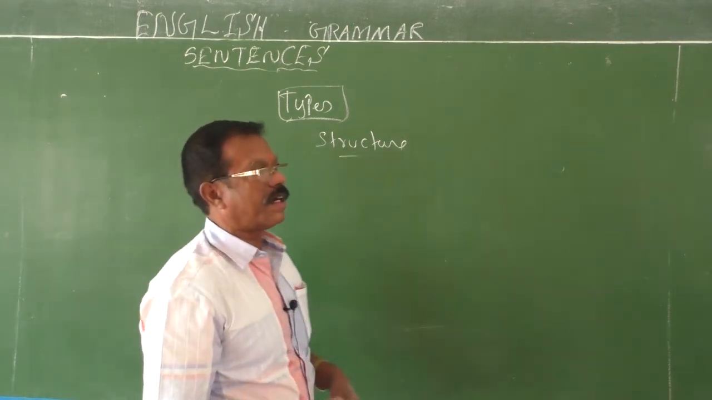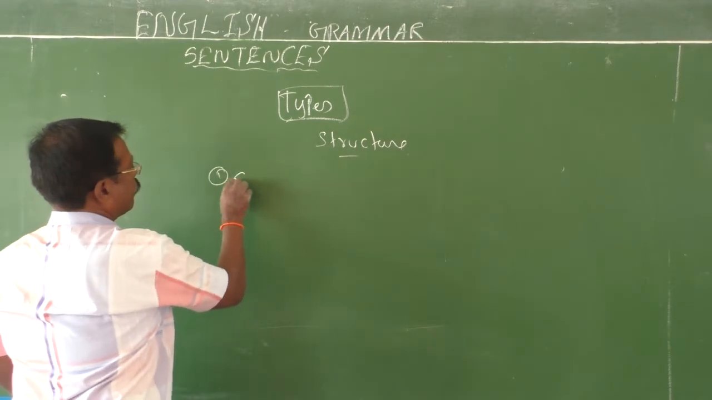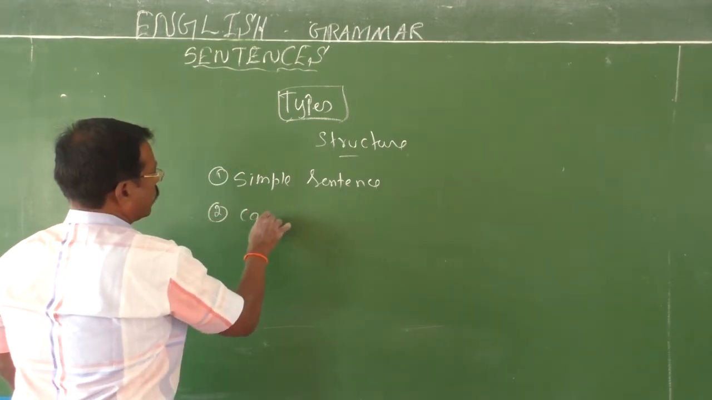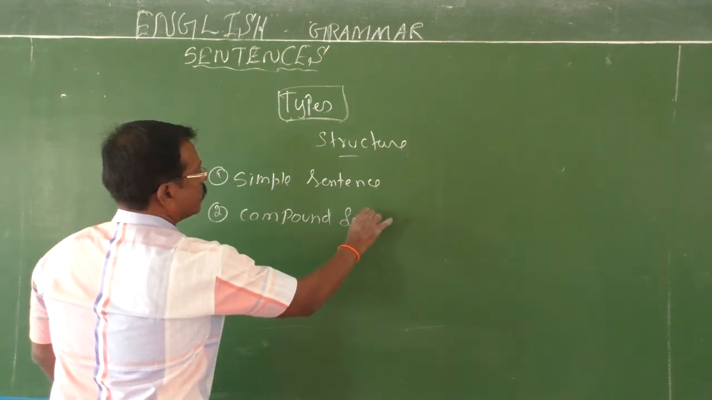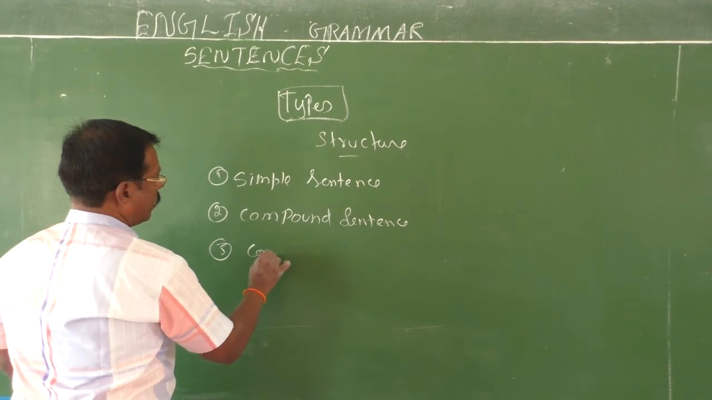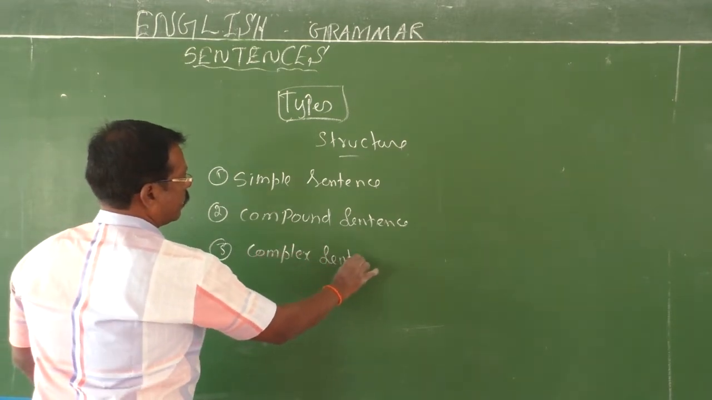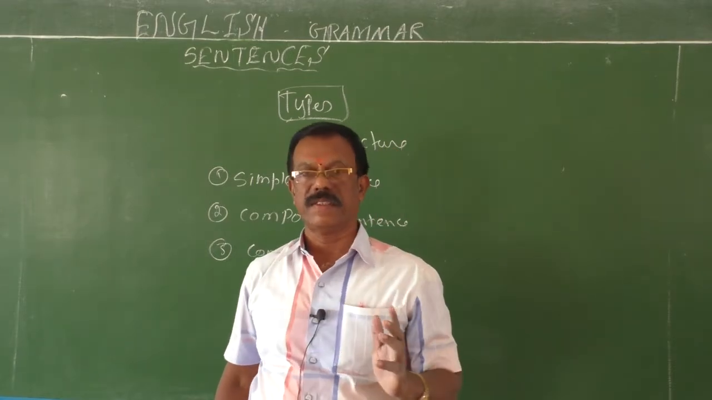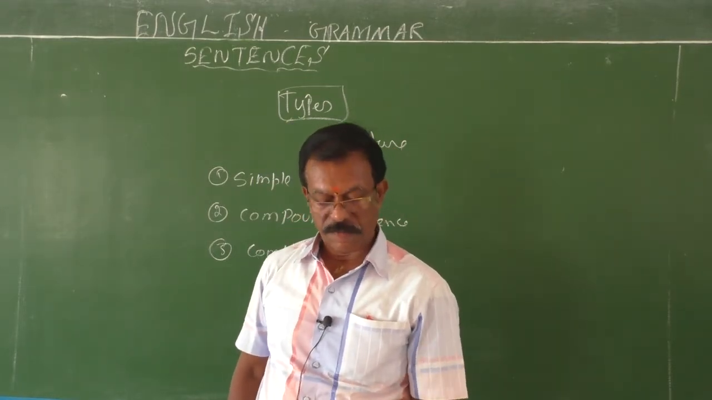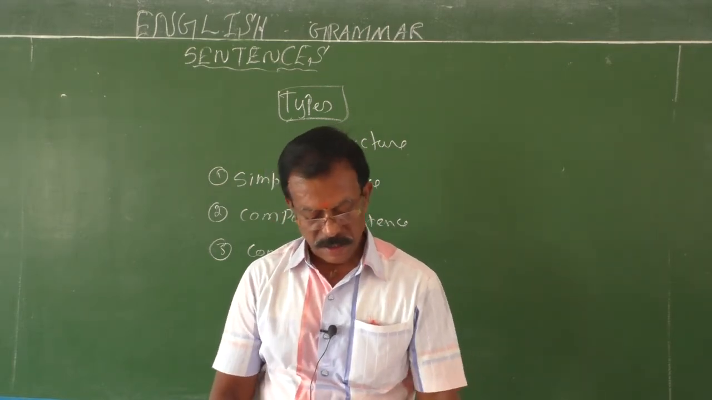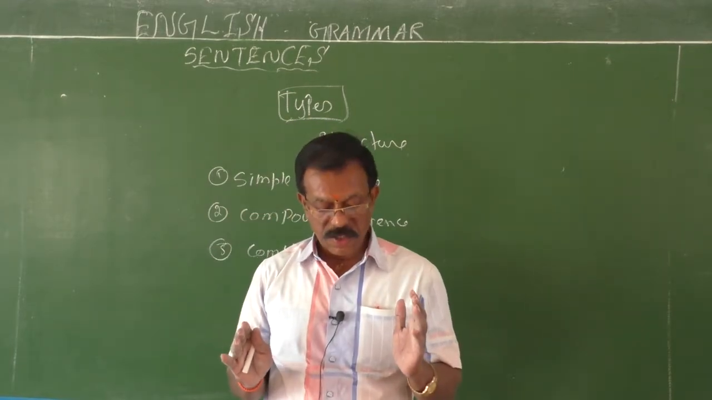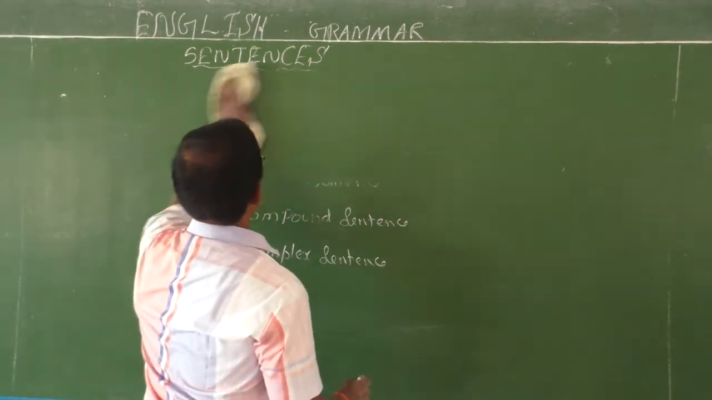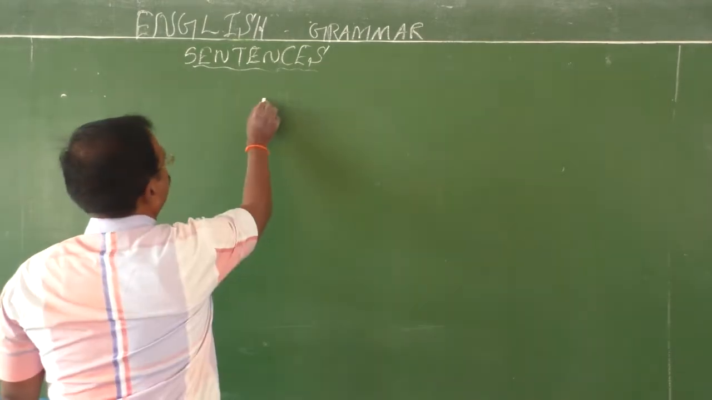Based on the structure, sentences are classified into three types. One is simple sentence. Second, compound sentence. Third, complex sentence. So they are called the types of sentences. This classification is done based on the structure of a sentence. Okay, fine. Then what is a simple sentence and how is it framed? A simple sentence is a sentence consisting of only one finite verb and one independent clause, not a dependent clause. Let me explain the simple sentence. What is a simple sentence?